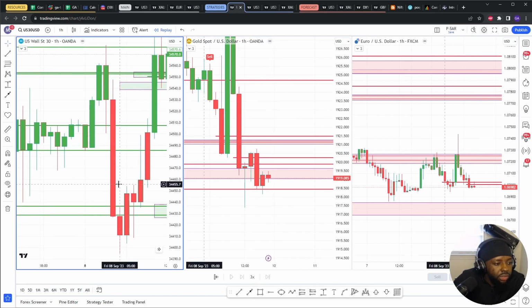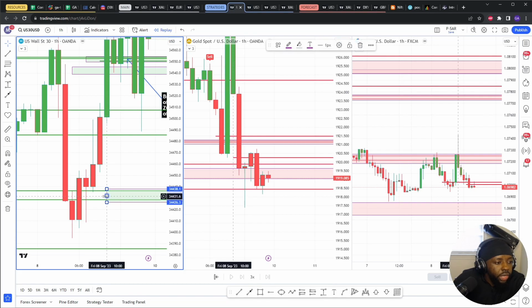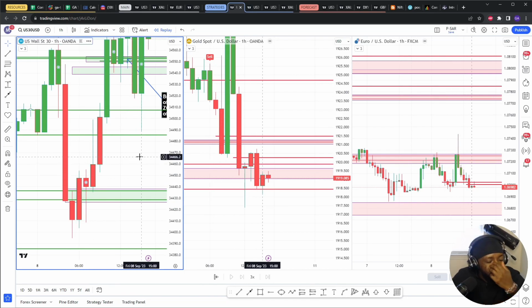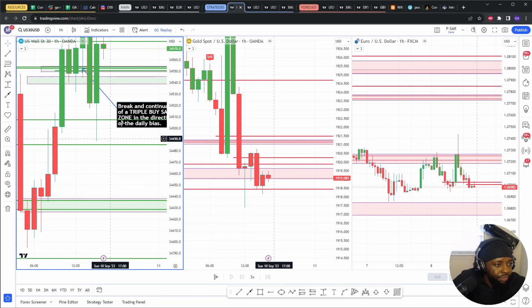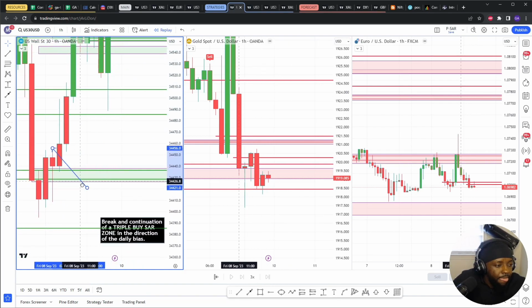Let's see what we can find. Okay, so here's the perfect example. Here I was bullish on this day because I've been bullish on US30. So here's an example of a break and retest and a test and rejection right here.